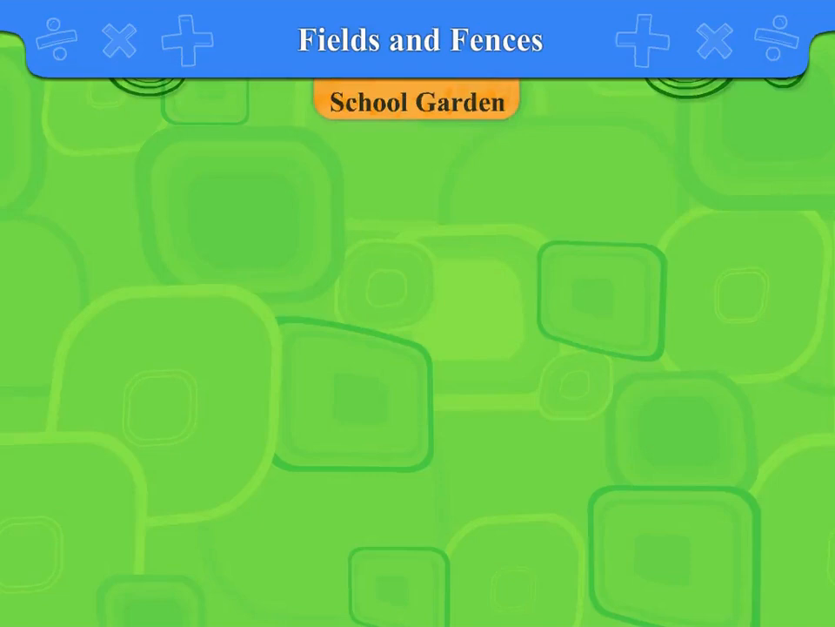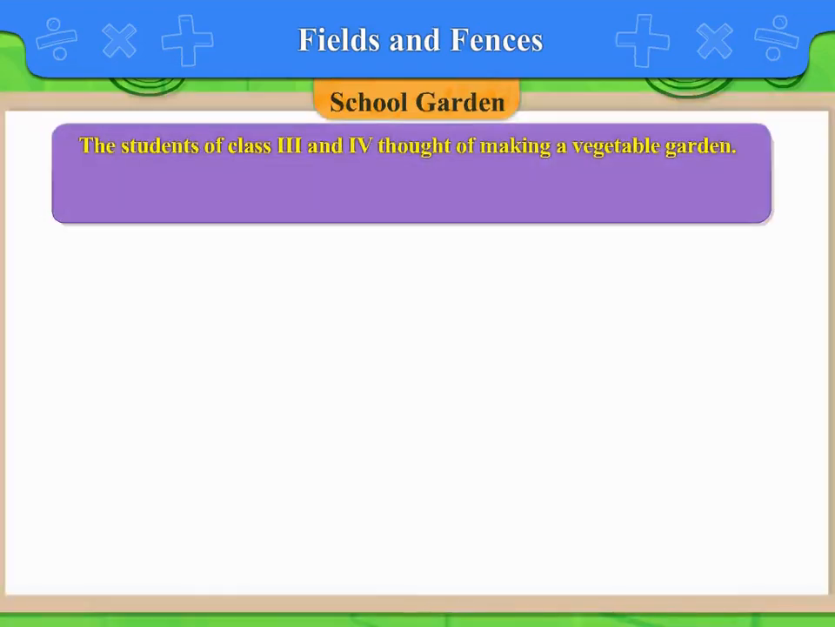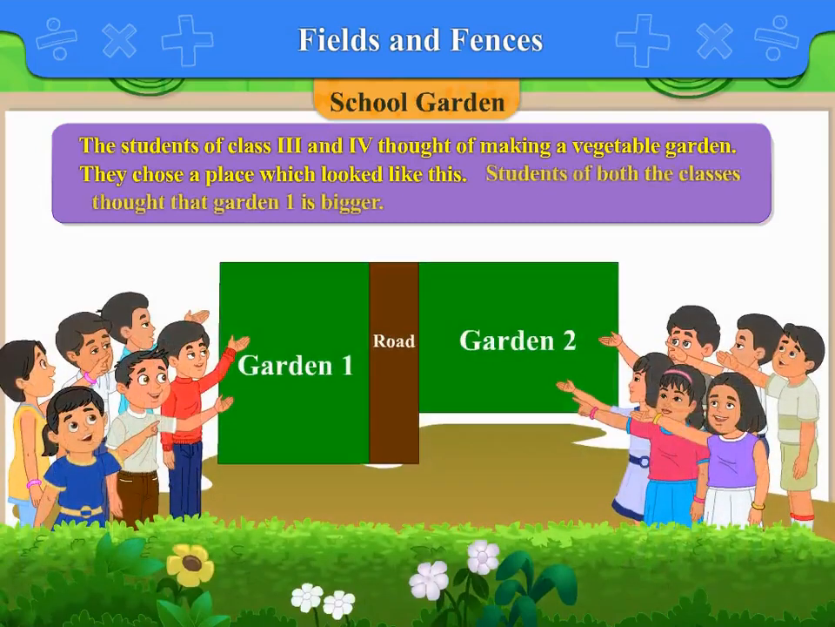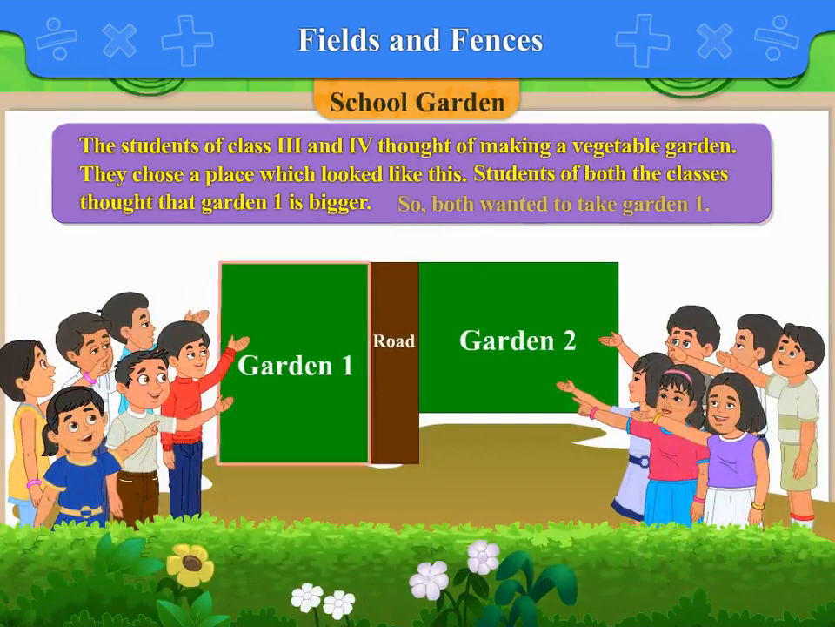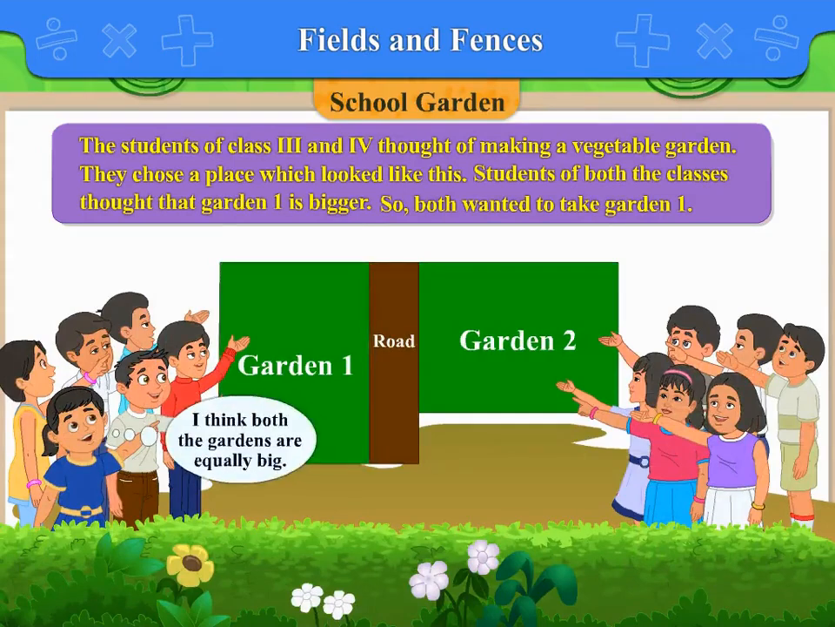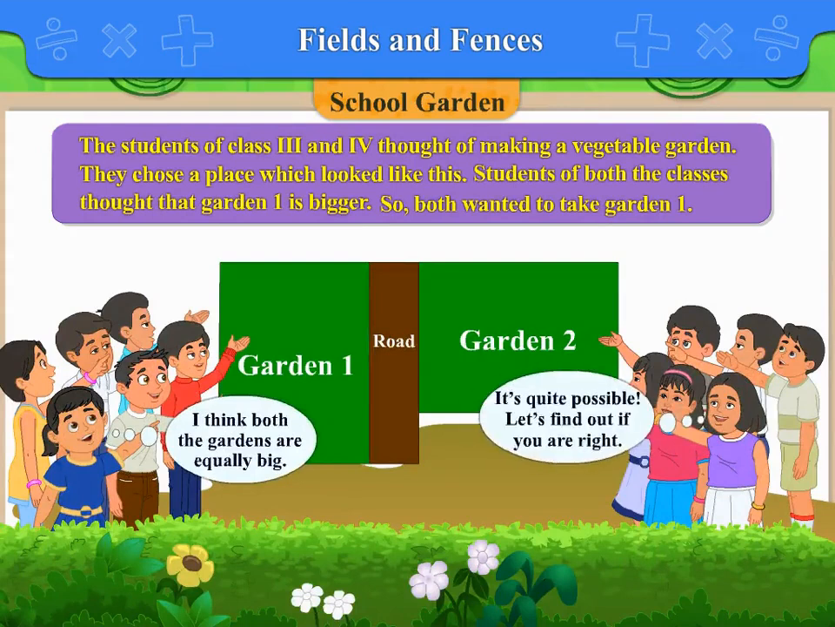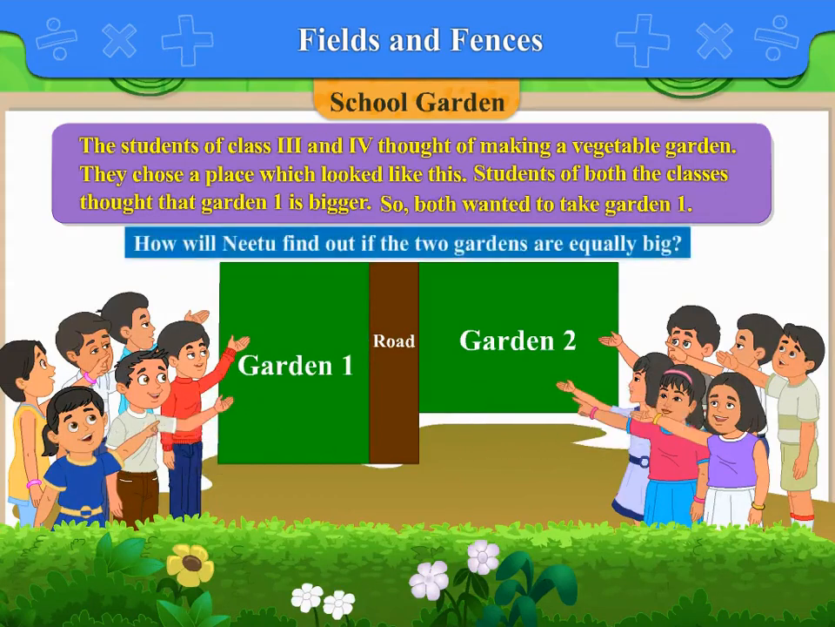School garden. The students of class 3 and 4 thought of making a vegetable garden. They choose a place which looks like this. Students of both the classes thought that garden 1 is bigger. So, both wanted to take garden 1. Suddenly, Neetu said, I think both the gardens are equally big. Sanya said, it is quite possible. Let's find out if you are right. How will Neetu find out if the two gardens are equally big?